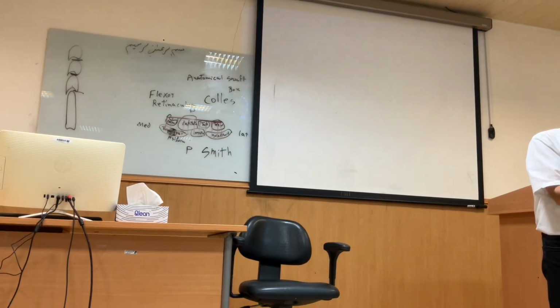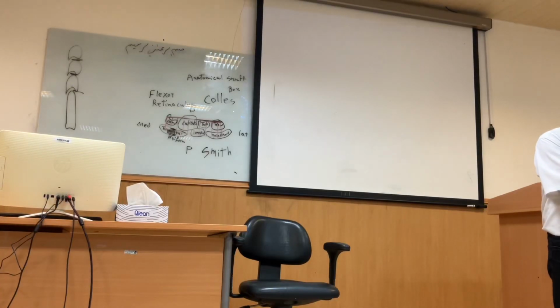Carpal bones. I can move this bone. What is this bone? The pisiform. On the lateral side, the scaphoid. The proximal row of the carpal bones from lateral to medial is scaphoid, lunate, triquetrum, pisiform. Then the distal row from lateral to medial.